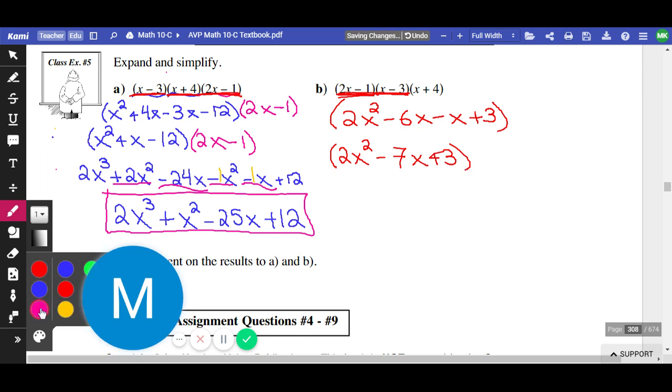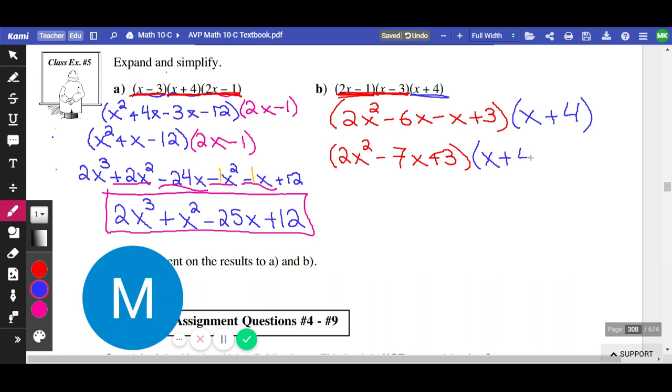Those numbers are drastically different than when we multiply the first two things together over here on the left, right? We had x squared plus x minus 12. Now we have 2x squared minus 7x plus 3. Looks completely different so far. This x plus 4 is still on the end. And again, you're going to have to do distribution or area diagram.